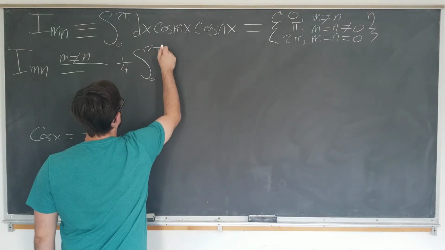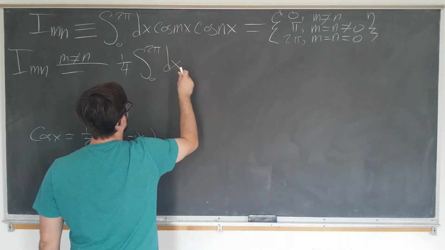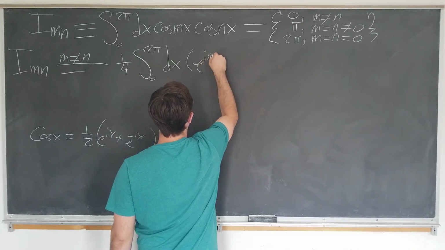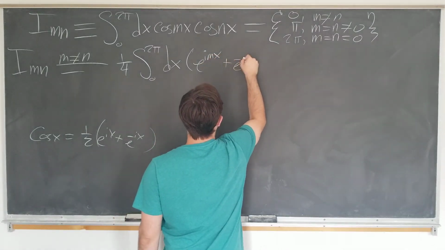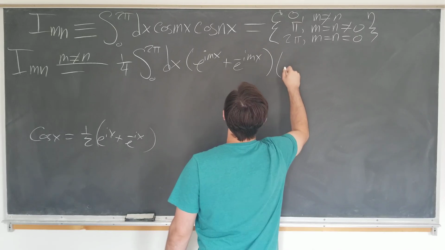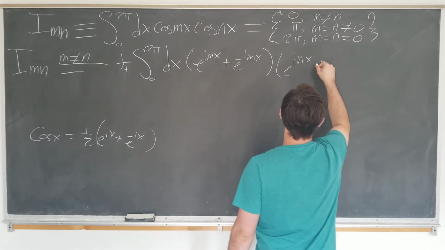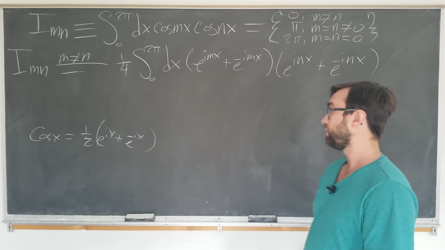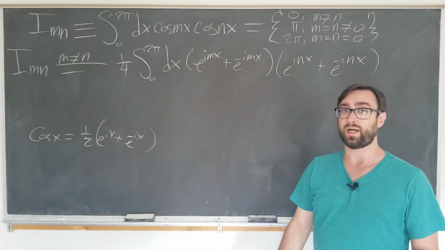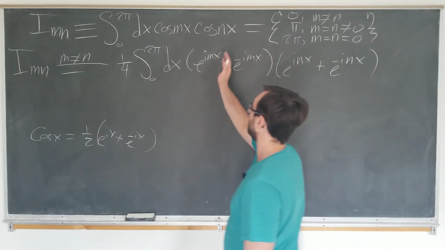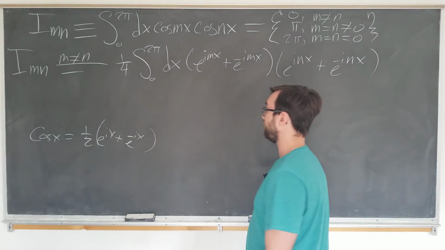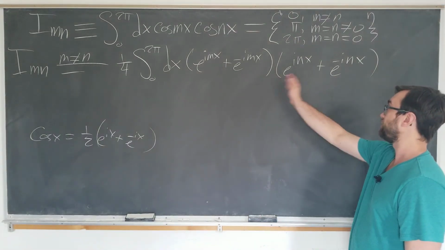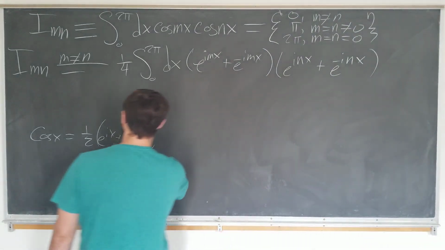Integral, x goes from 0 to 2 pi with respect to x, cosine mx, which is now e^(imx) + e^(-imx), times e^(inx) + e^(-inx). And now, to proceed, instead of using a trig identity to convert the product of the cosines into a sum of cosines or sines, which can be done, we're instead just going to consider the exponential integrals.